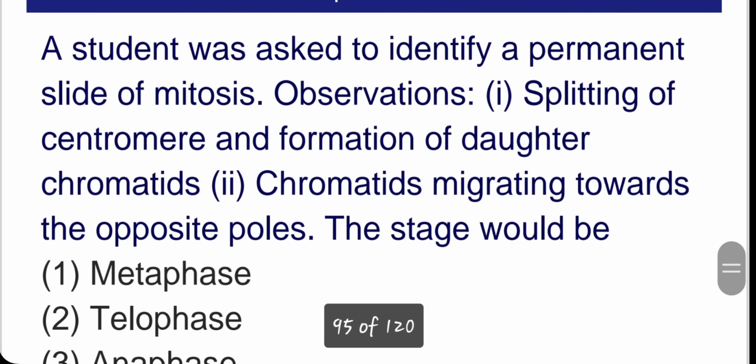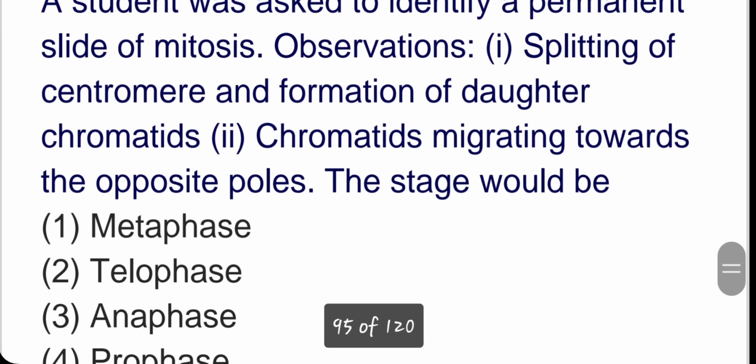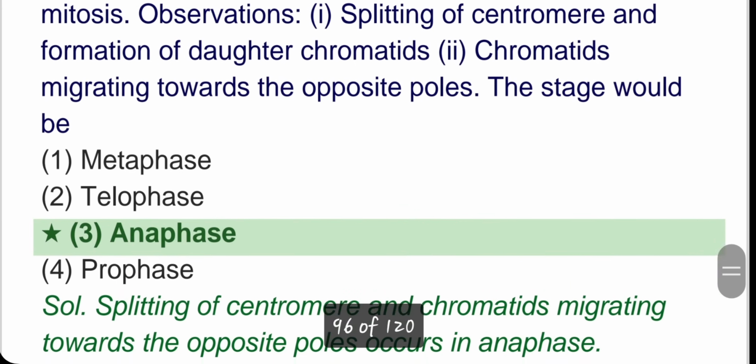A student was asked to identify a permanent slide of mitosis. Observations were splitting of centromere and formation of daughter chromatids, chromatids migrating towards the opposite poles. The stage would be anaphase. Third one, anaphase.